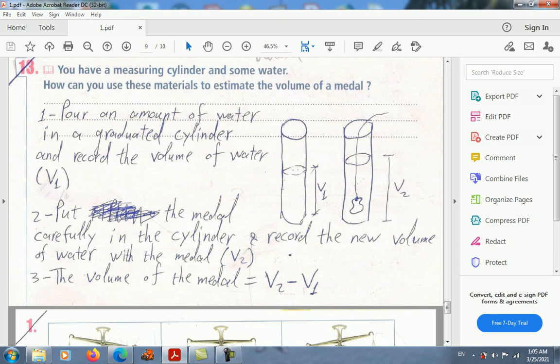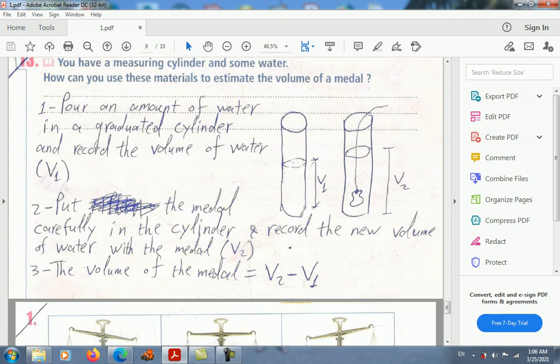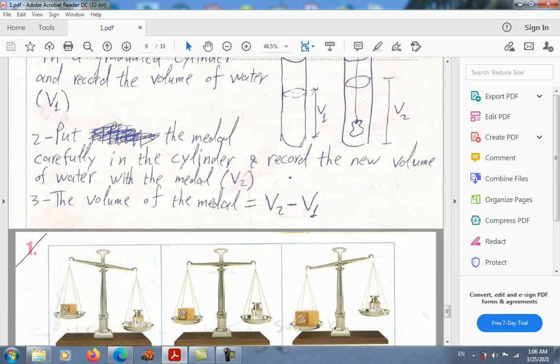So the steps are, the first thing to do is pour an amount of water in a graduated cylinder and record the volume of water, which is V1. 2. Put the medal carefully in the cylinder and record the new volume of water with the medal. In this case, it's going to be V2. So the volume of the medal will be V2 minus V1. If you have the 2 values, you can calculate it accurately.